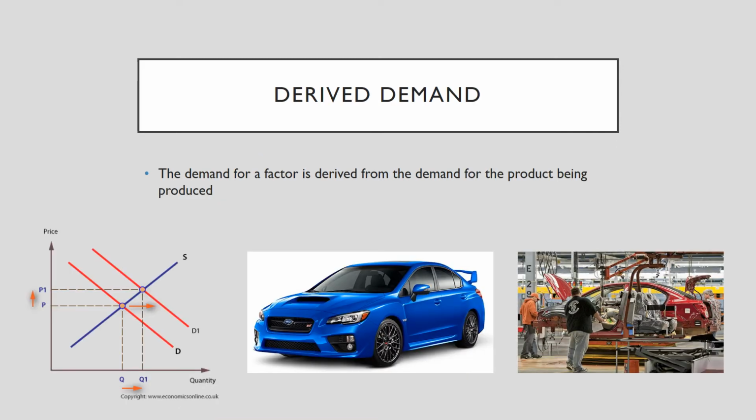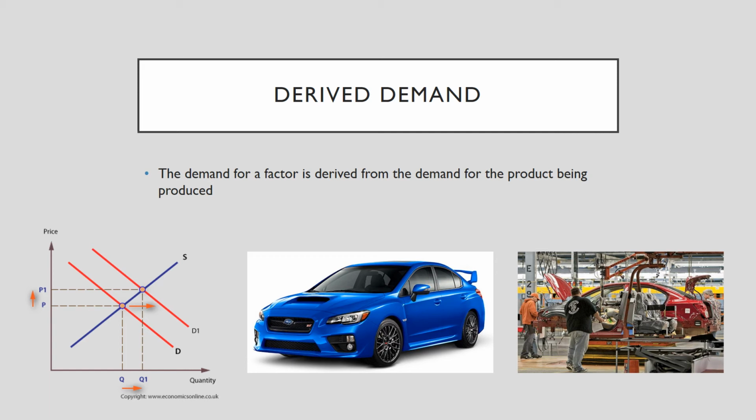Alright, derived demand. When we're talking about factor markets, the demand for a factor, so land, labor, capital, or entrepreneurship, is derived, or comes from, the demand for the product being produced. So if you think about this, we have a car here. That's a beautiful WRX. And then on the right side, you have labor of people making the car. Why would a car company need to have more people building that car, or more steel, or more rubber, or more glass, or whatever all the things are that they need to make that vehicle? Well, it's going to depend directly on the demand for that product.